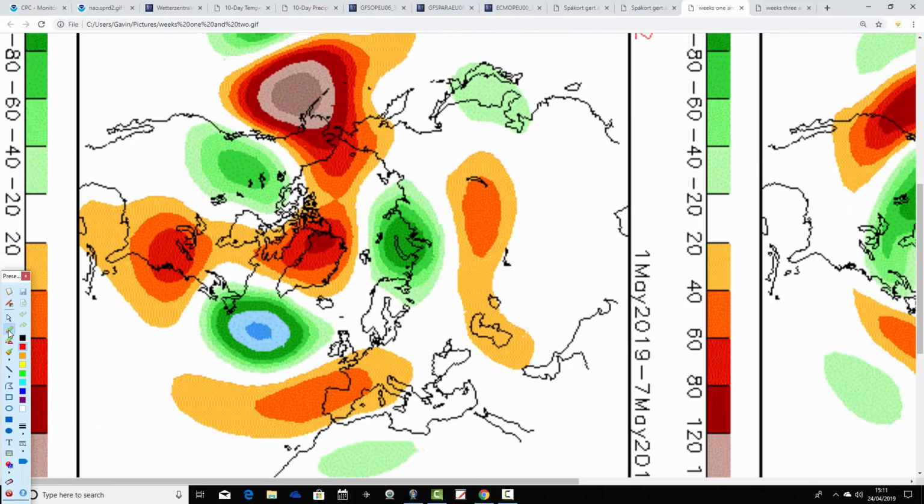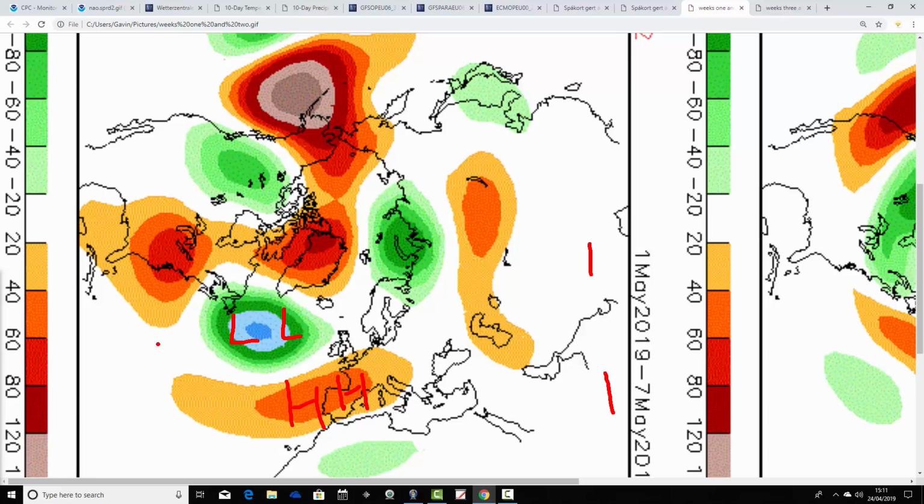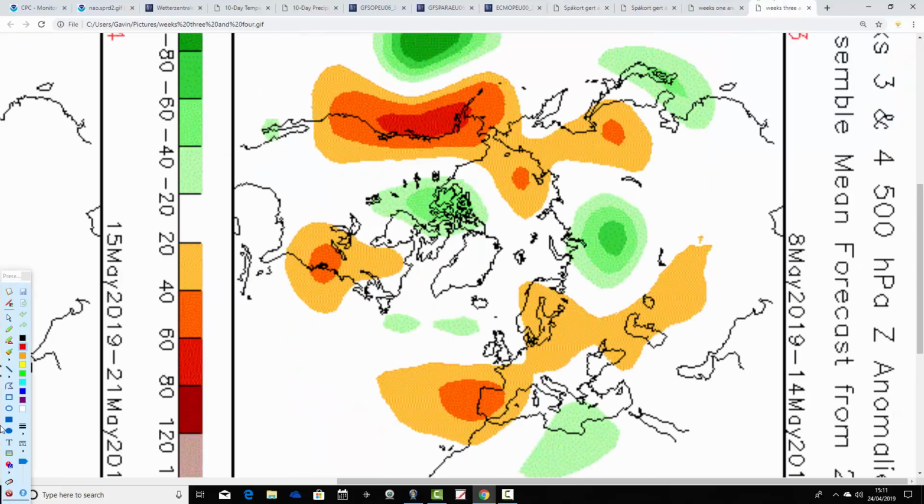Week 2 is the 1st to the 7th of May, with below average heights in the middle of the North Atlantic and above average heights building to our south and southwest, and we're bringing in more of a southwesterly wind with that. So it's turning drier, particularly for the south, and it's also turning warmer as well, as the wind is pulling up from the central part of the Atlantic Ocean.